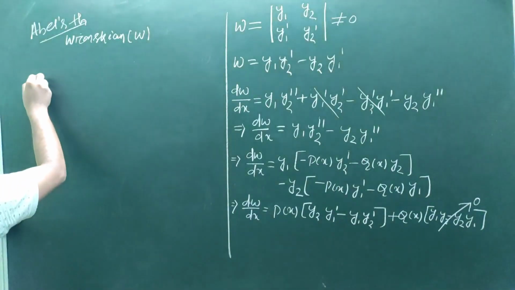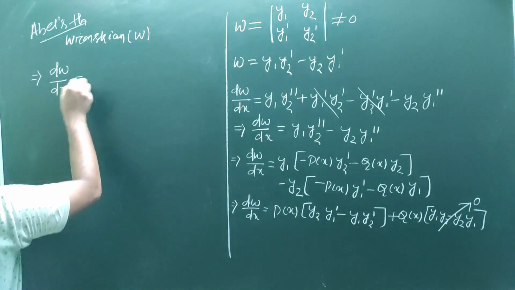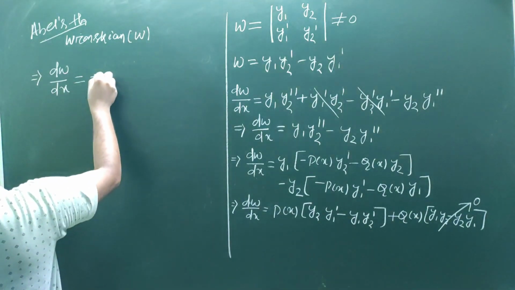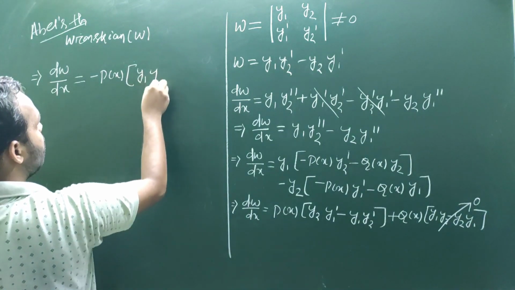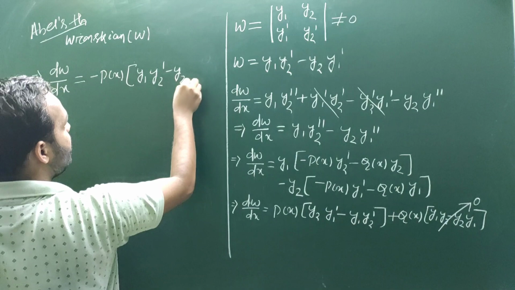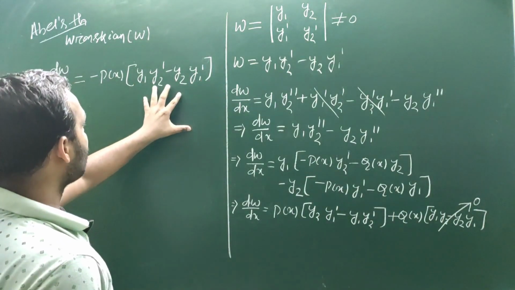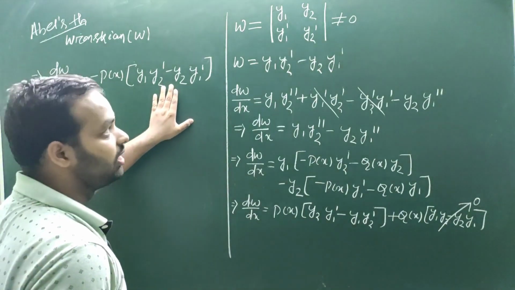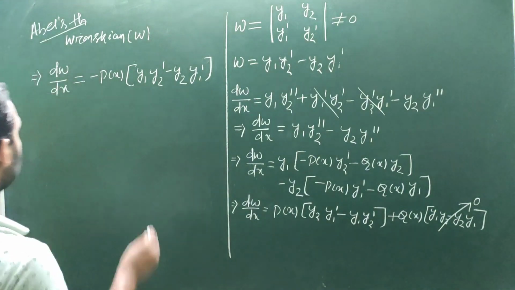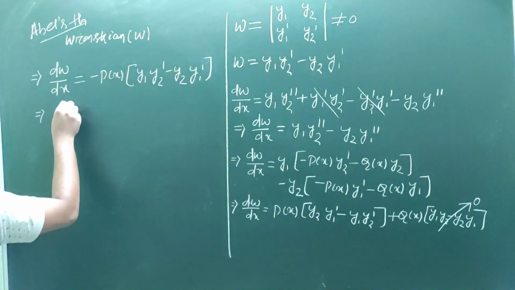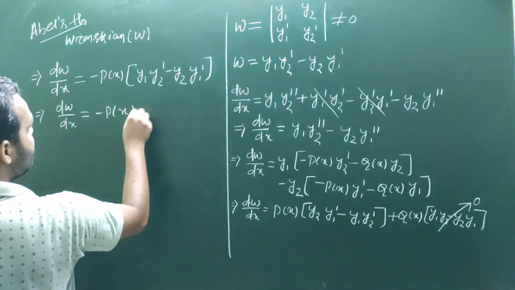So here you can write down finally dW/dx is equal to minus p(x) times (y1 y2' minus y2 y1'). If you see carefully, this term right here in the bracket is the Wronskian W. So you can write dW/dx is equal to minus p(x) into W.